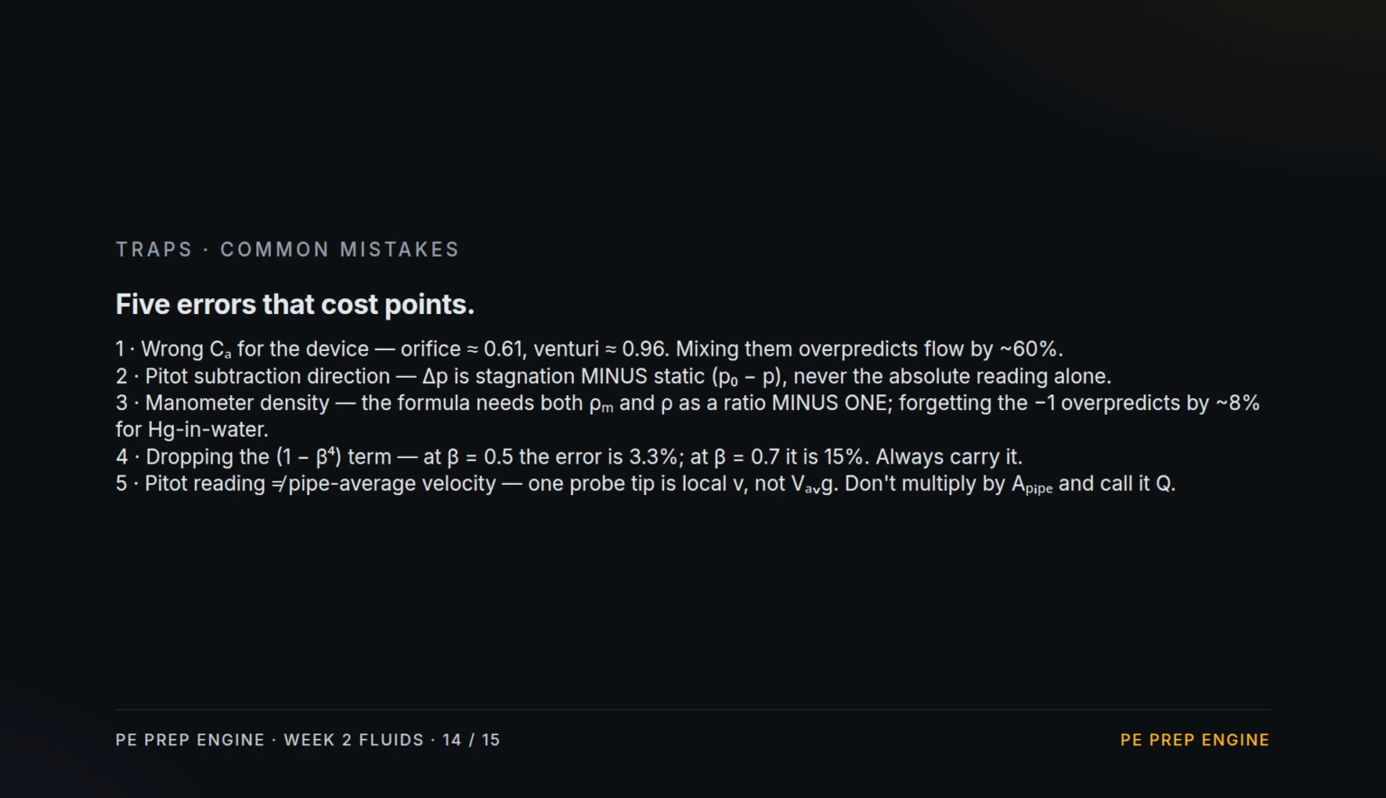5 errors that cost points. 1. Wrong discharge coefficient. Orifice 0.61, Venturi 0.96. Mixing them overpredicts flow by 60%. 2. Pitot subtraction direction. Delta P is stagnation minus static, never the absolute reading. 3. Manometer density. The formula needs both densities as a ratio, minus 1. 4. Dropping the 1 minus beta to the fourth term. 3% off at beta 0.5, 15% at 0.7. 5. Pitot reading isn't the pipe average velocity. Don't multiply by pipe area and call it Q.